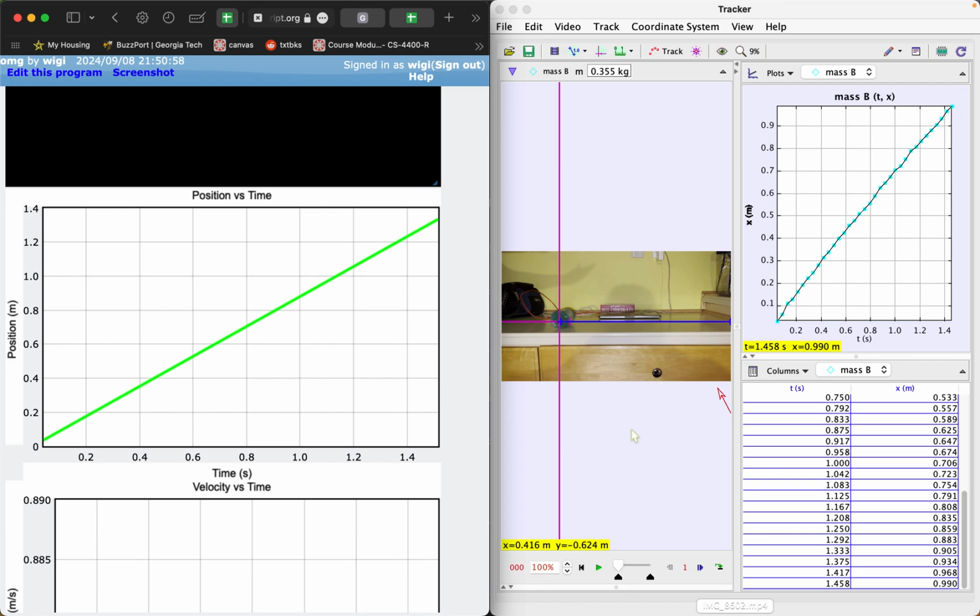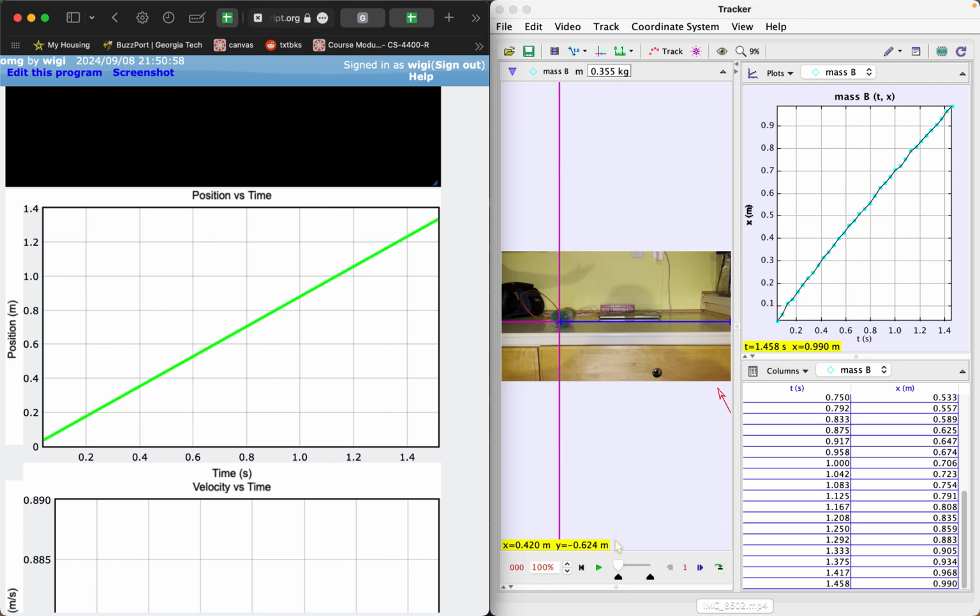So, to model the motion, I use Newton's first law, which states that if no net force is acting on an object, it will continue moving at a constant velocity. I analyze the motion using the Tracker software to extract the object's position over time and then compare that data with my predictions from my computational model.